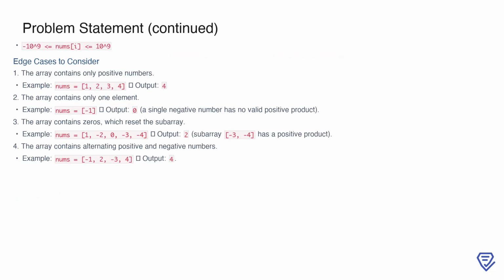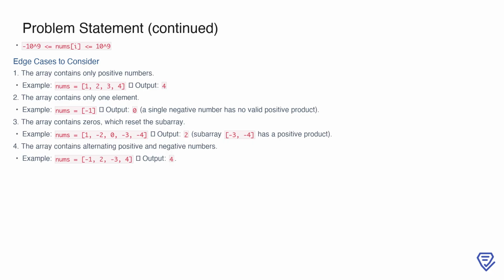When solving this problem, there are a few edge cases to keep in mind. First, if the array contains only positive numbers, the entire array will have a positive product, so the output is simply the length of the array. For example, if nums equals 1, 2, 3, 4, the output is 4. Second, if the array contains only one element, such as nums equals -1, and the number is negative, there is no valid subarray with a positive product, so the output is 0.